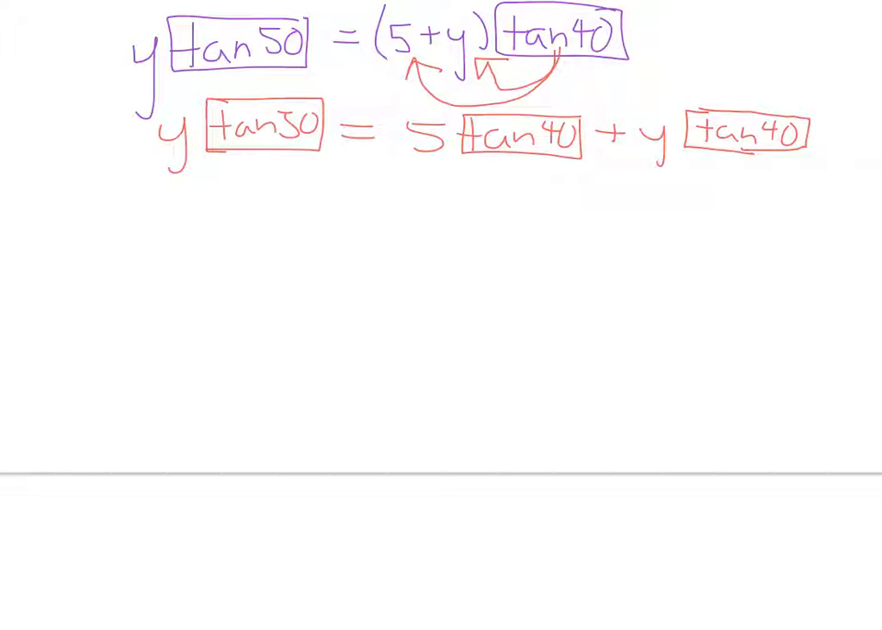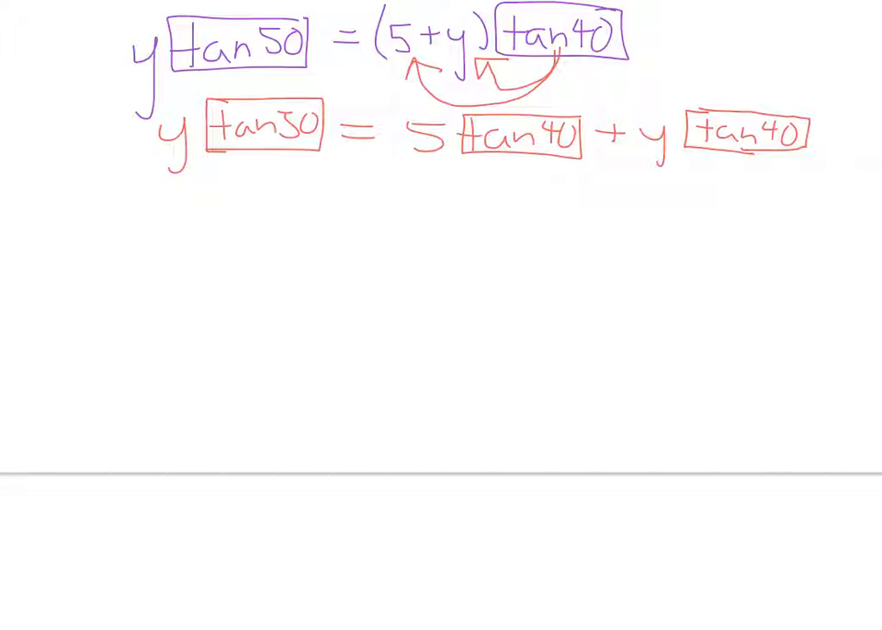Okay, the tangent of 50 cannot be separated from each other. It has to be tangent and 50. 50 can't go anywhere without that tangent, and the tangent can't go anywhere without that 50. So now if we think about combining like terms, if we were solving this equation and we didn't have any trig functions, we would want to combine like terms. And our like terms in this case are going to be the y.